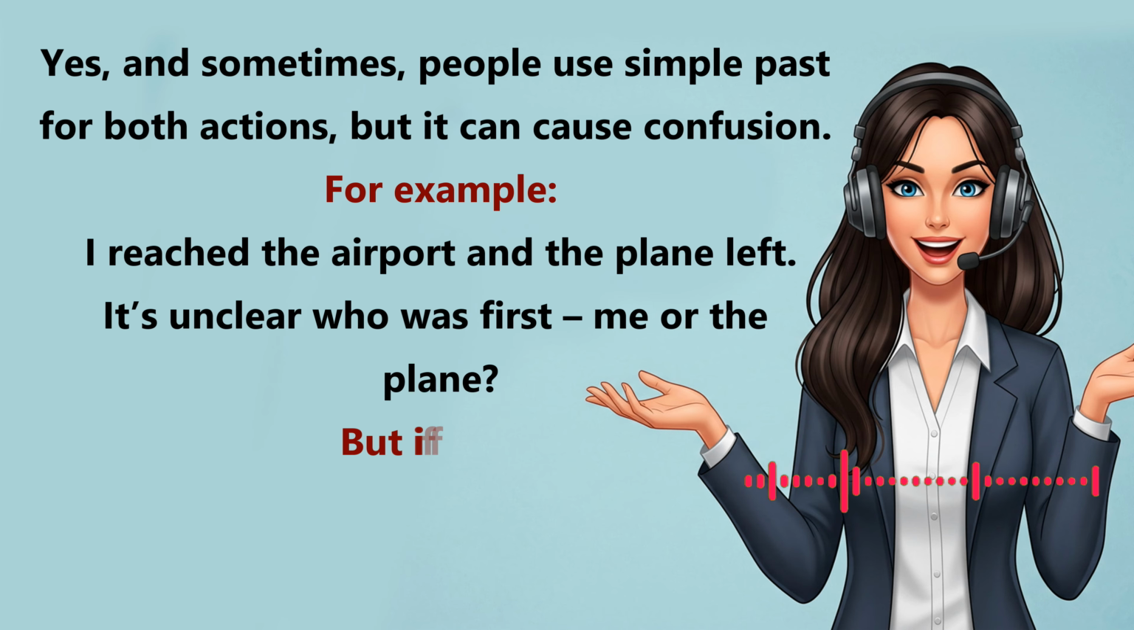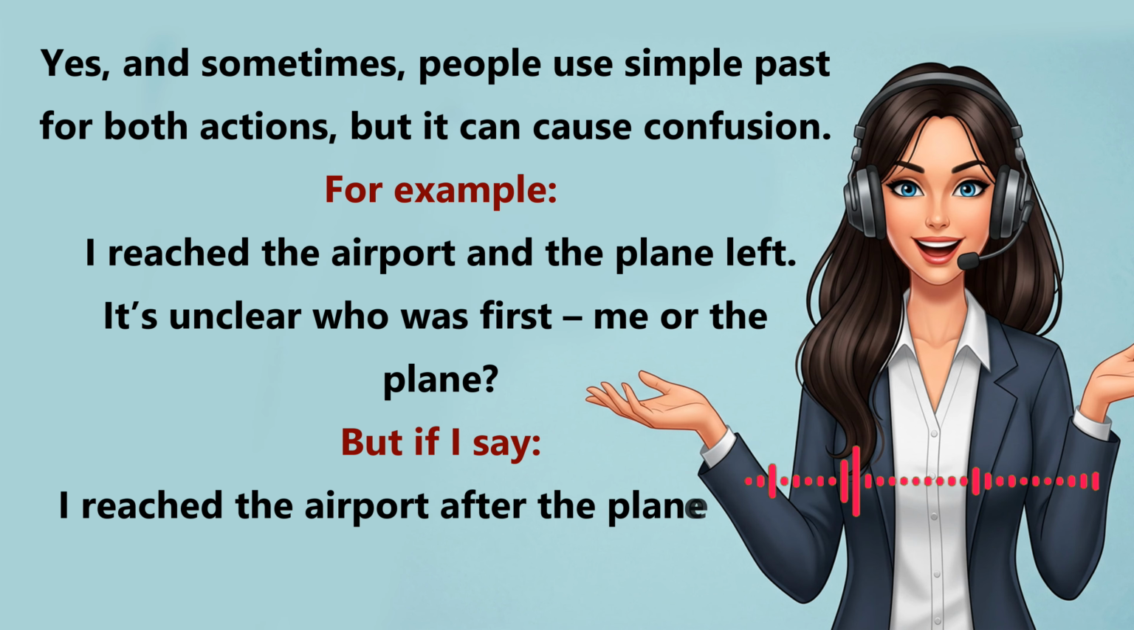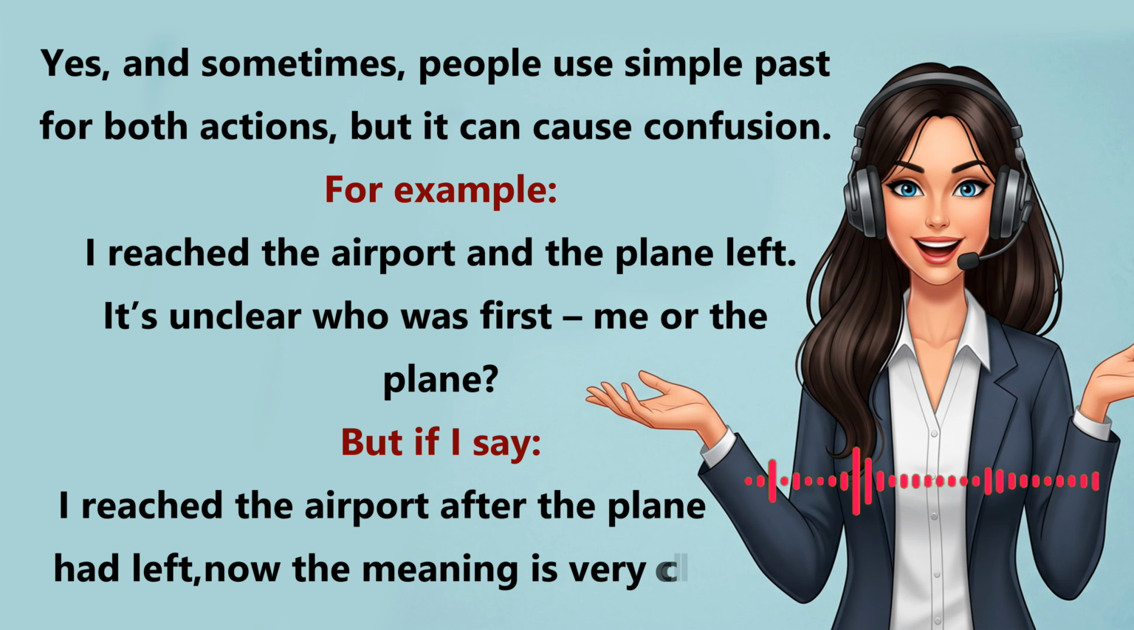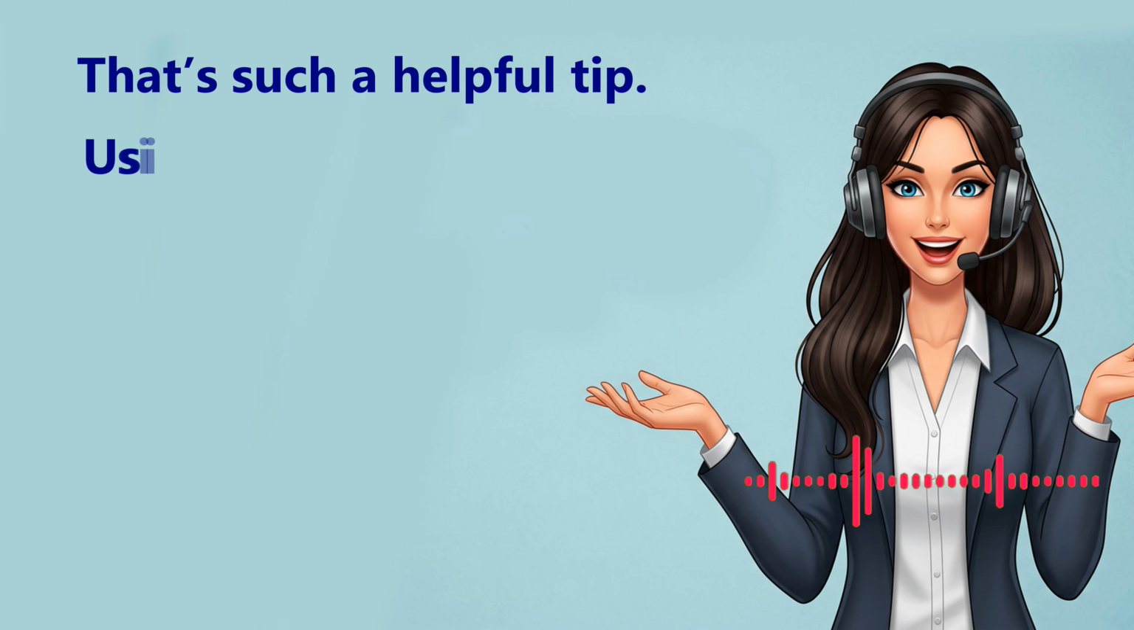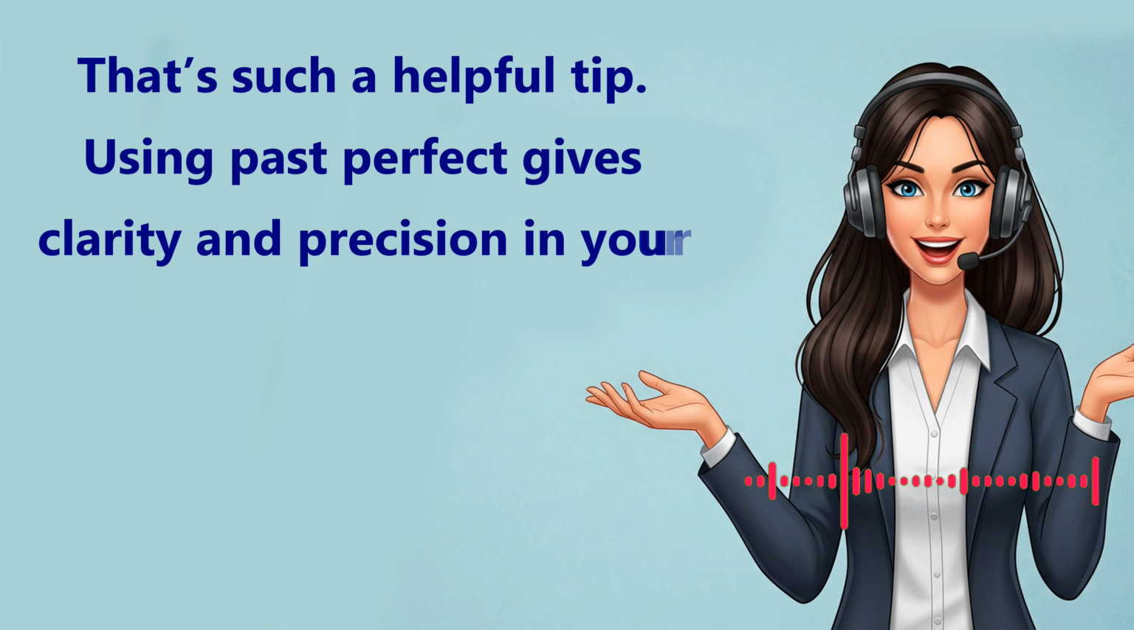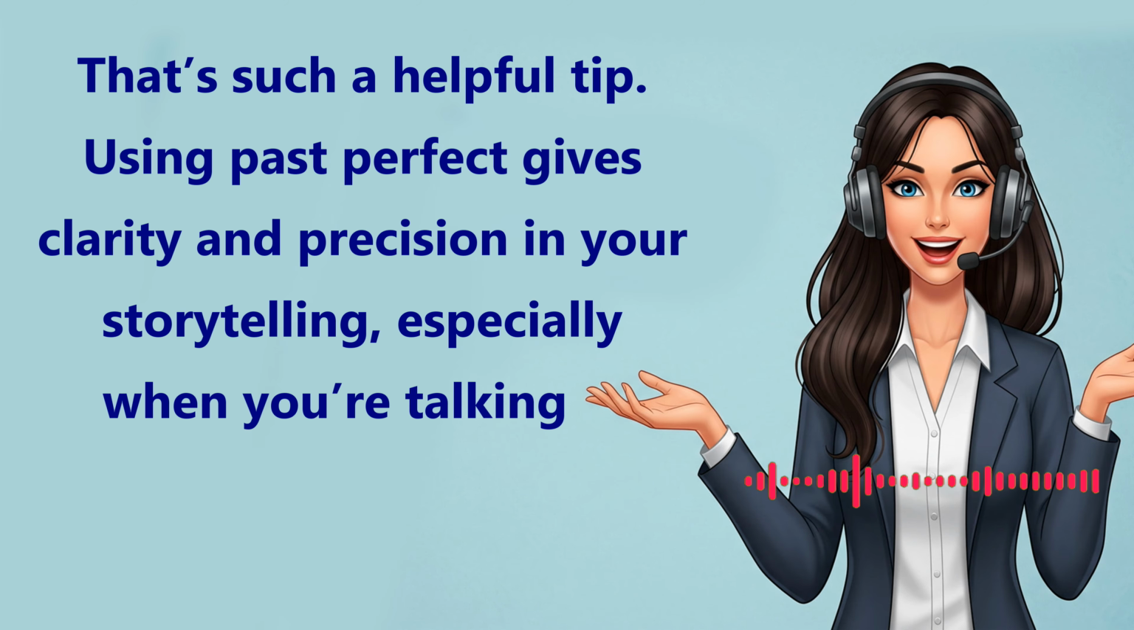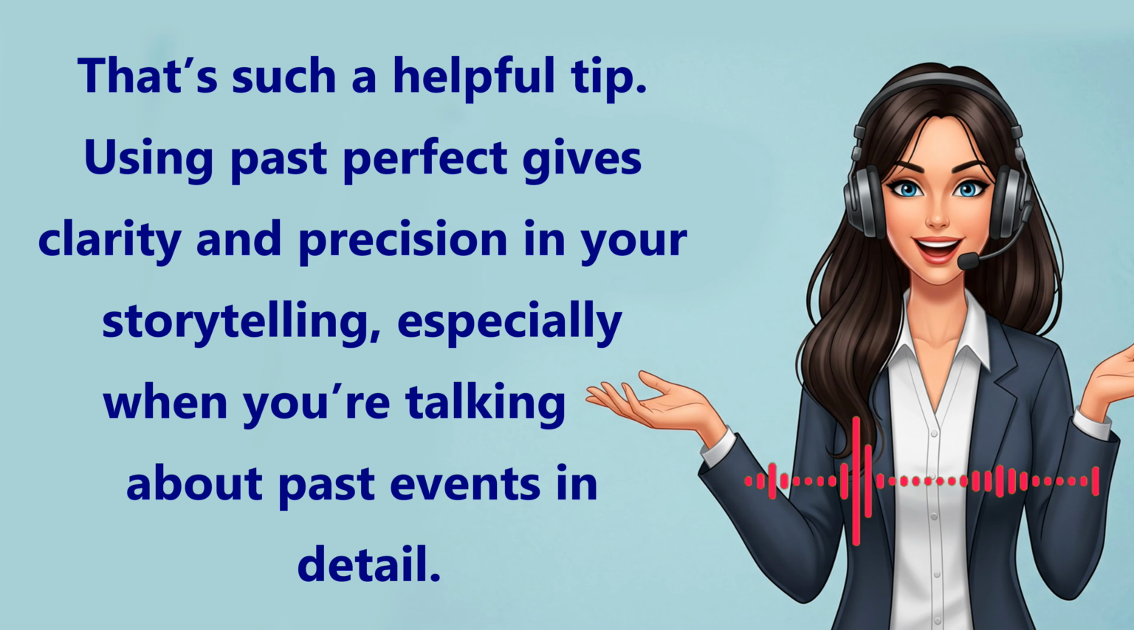For example, I reached the airport and the plane left. It's unclear who was first, me or the plane. But if I say, I reached the airport after the plane had left, now the meaning is very clear. That's such a helpful tip. Using past perfect gives clarity and precision in your storytelling, especially when you're talking about past events in detail.